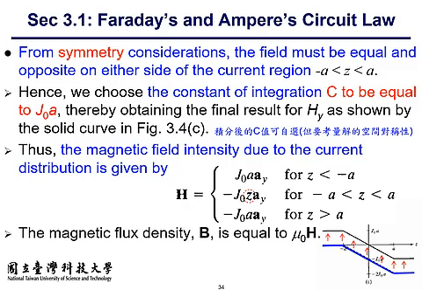We know that the current density J sub 0 exists between minus a and a. So if you assign the constant c as J sub 0 a, the blue line will move up and become the black line. So it's symmetric with respect to the center, which is z equal to 0.